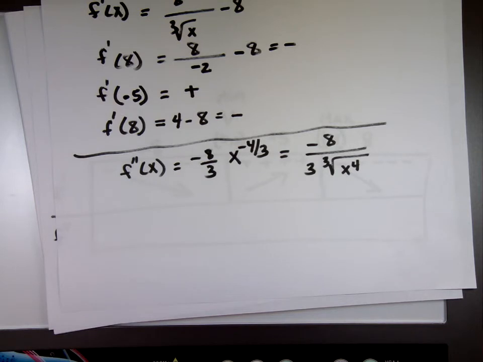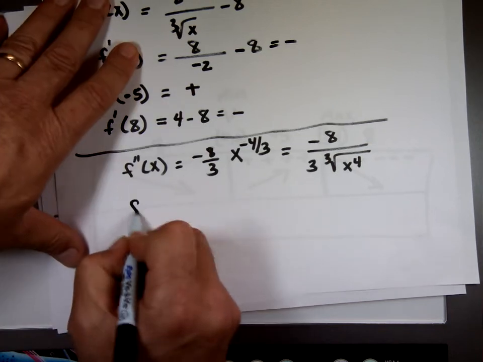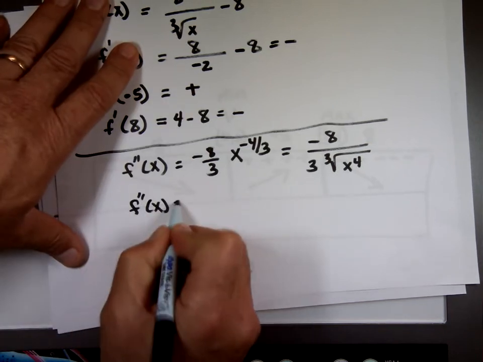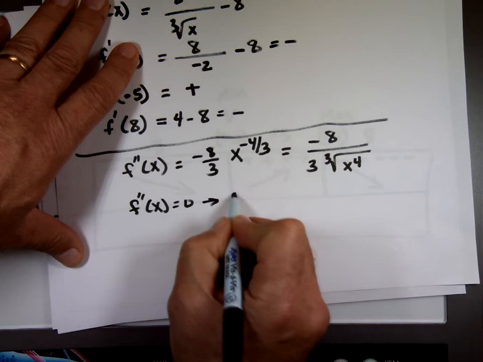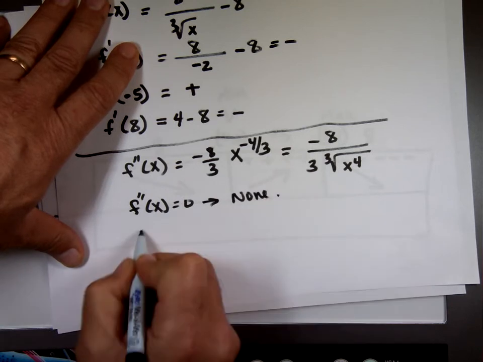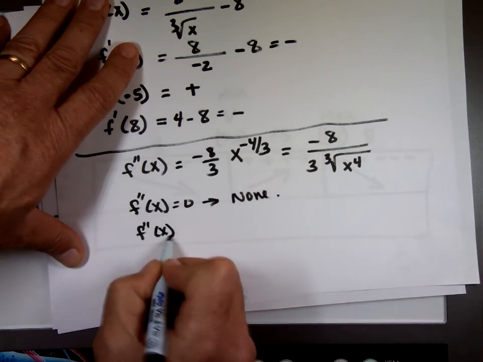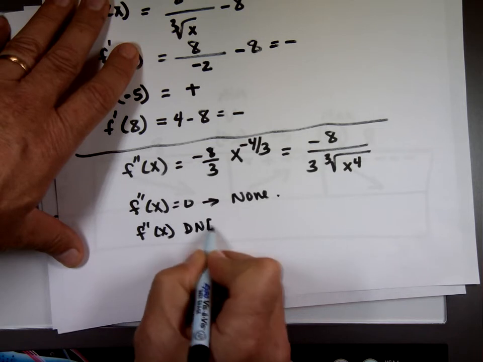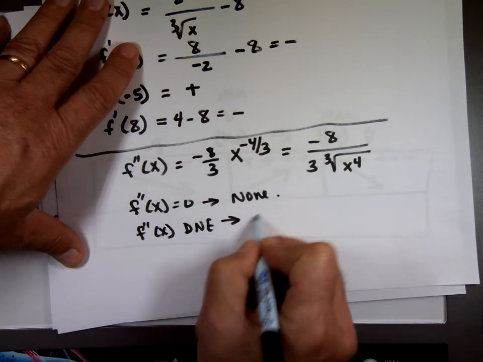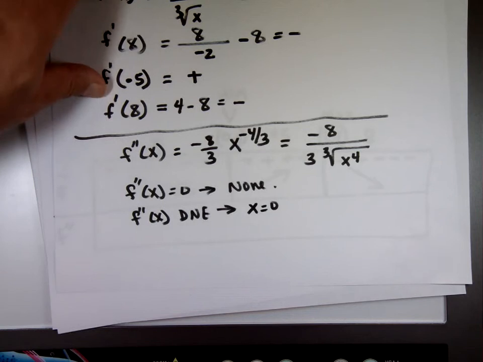Where is the second derivative equal to 0? None? Where is the second derivative undefined? At 0. I already have the 0 as a point, so just extend the line.